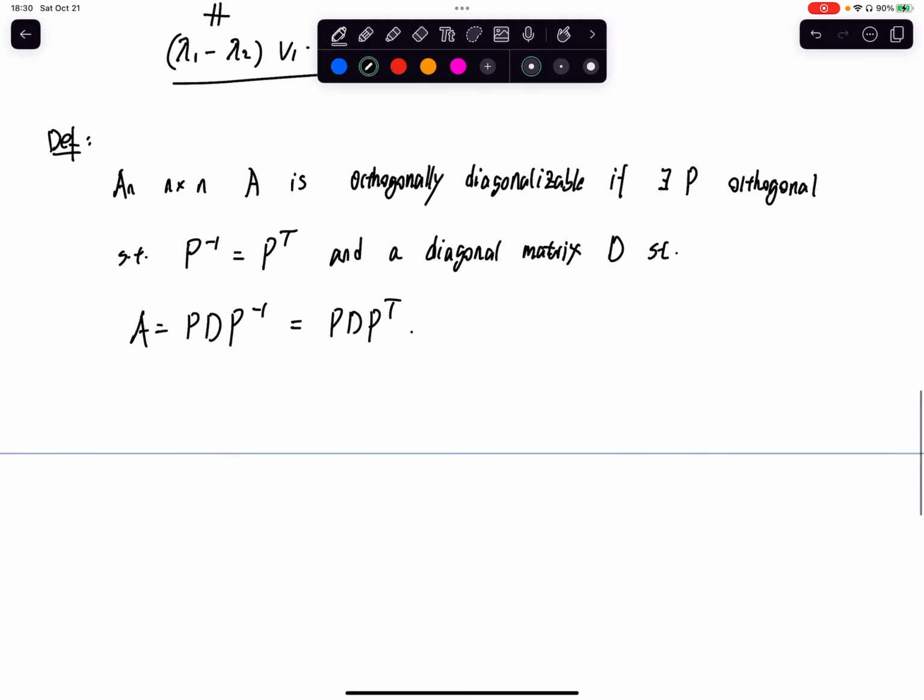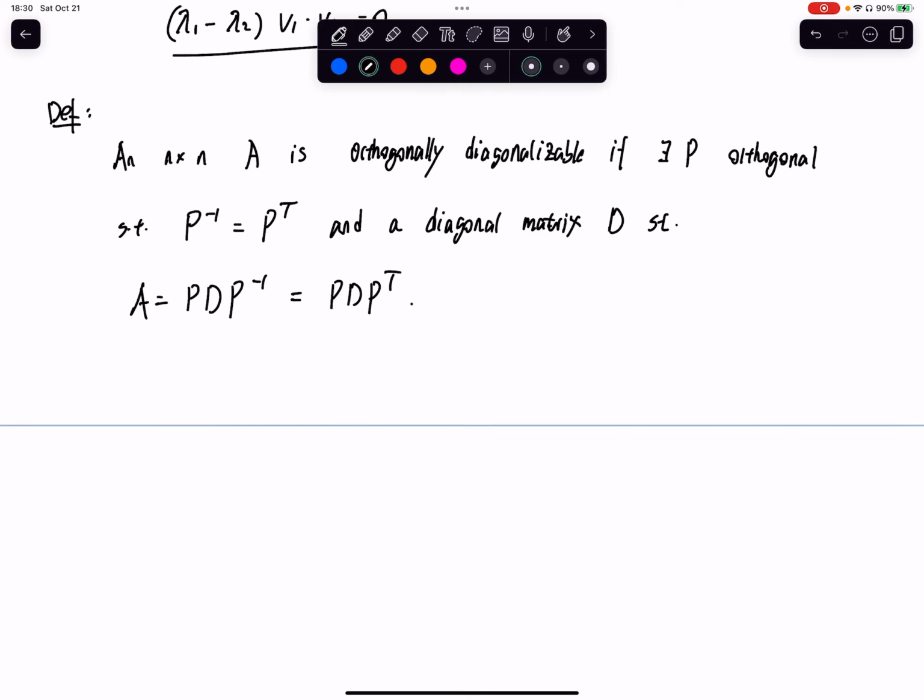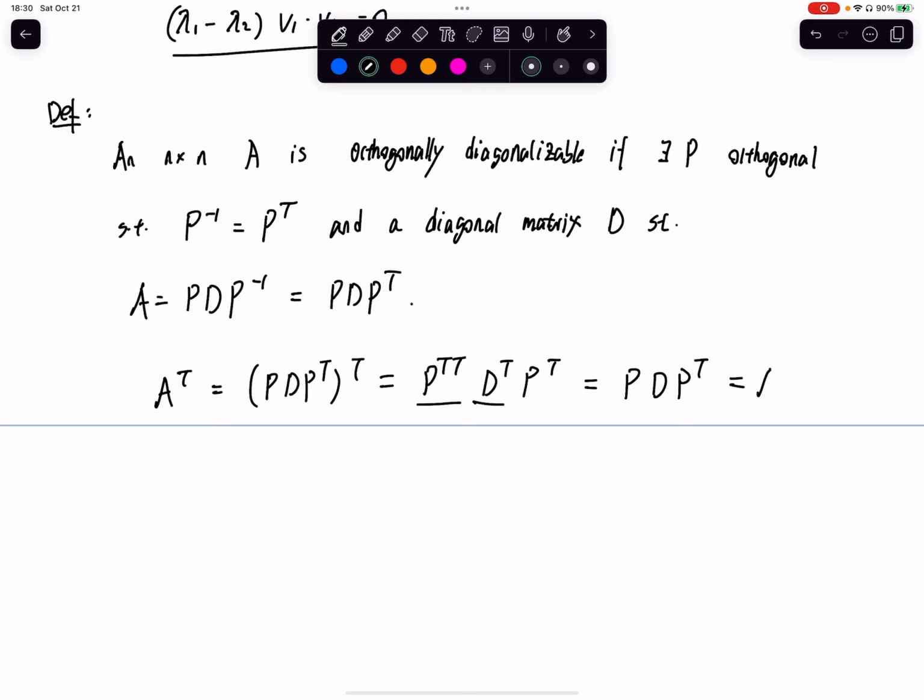So if A is orthogonally diagonalizable, we have A transpose equals P D P transpose, transposed, and that is P transpose transpose D transpose P transpose. Since the transpose of a transpose is just itself, and D is diagonal, we have P D P transpose, and it is just A, so it is symmetric. Now we will give a result, but not prove it, that conversely, every symmetric matrix is also orthogonally diagonalizable. This is very useful.